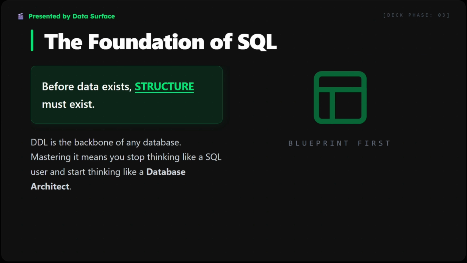Let's begin. So think about this. Can you place furniture into a house that hasn't been built yet? Of course not, right? SQL works the same way. Structure must come before data. So DDL is the backbone of SQL. It's where we build the structure, tables, columns and rules before any data enters the system.